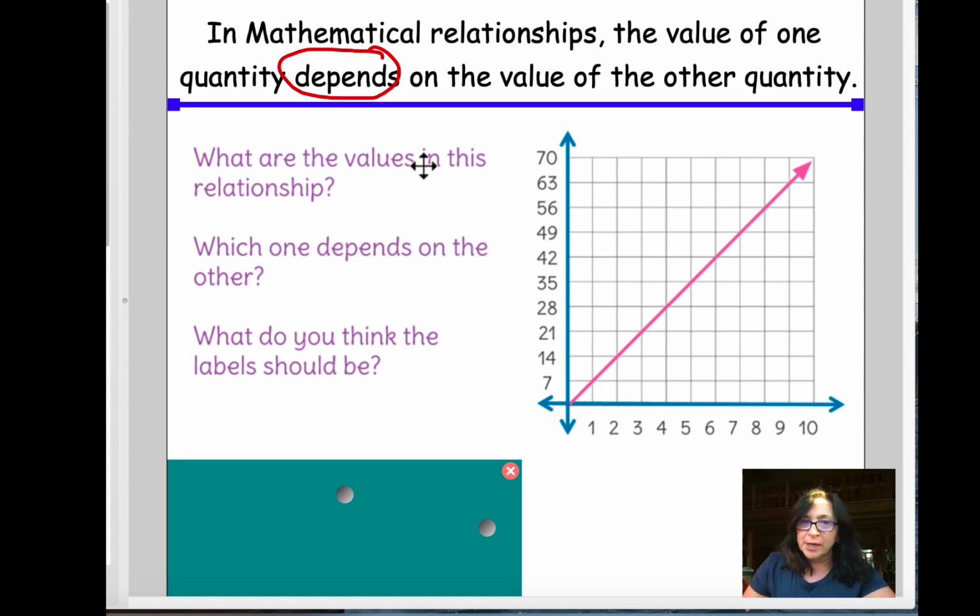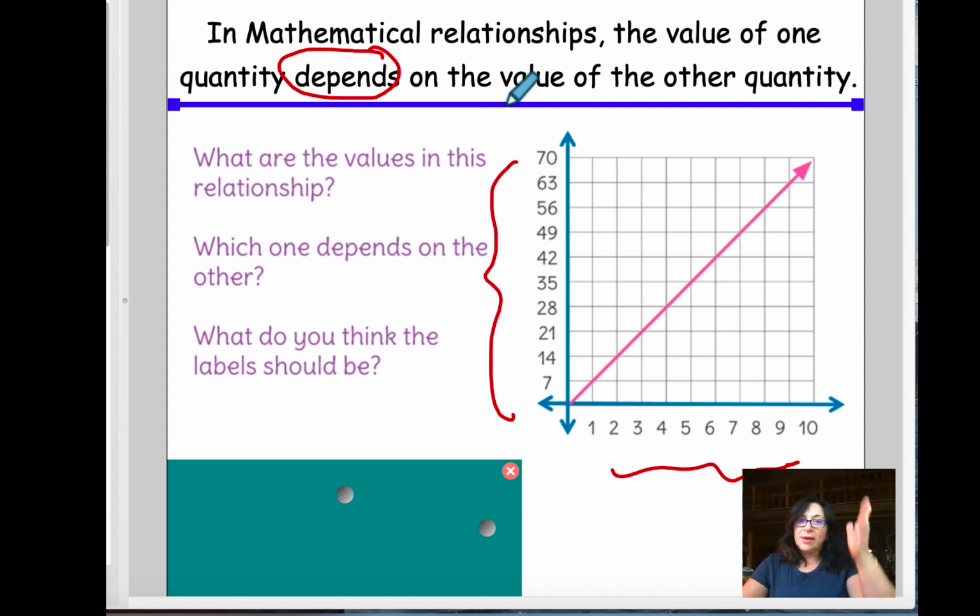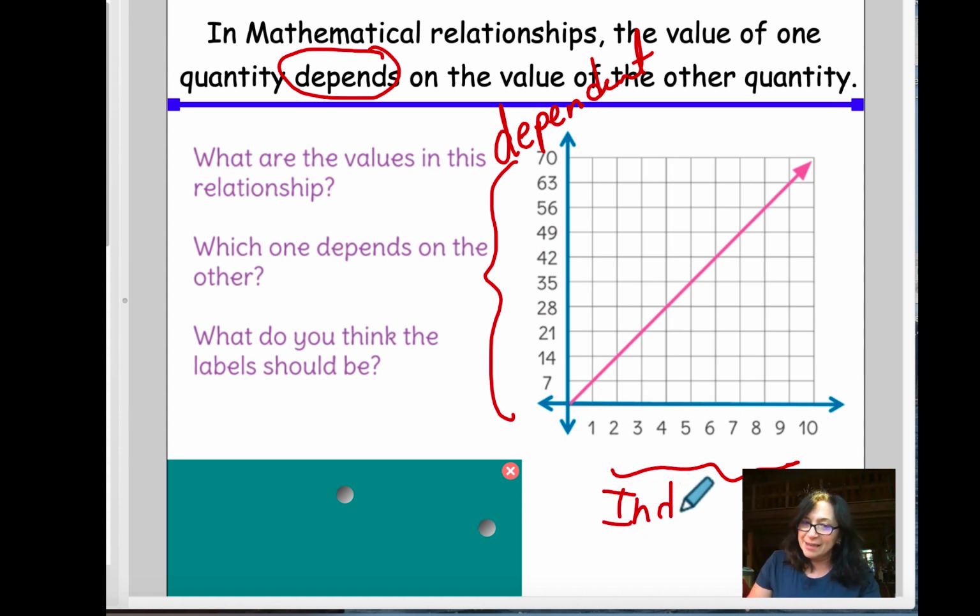So when you're looking at the values in this relationship, it looks like whatever this value is here, that's going to depend on this value here. Meaning this value, my y value, is my dependent value. Which one? This depends on this. So this is going to be dependent. And this one then, if that's depending on something else, that means this value down here is my independent value. Okay?